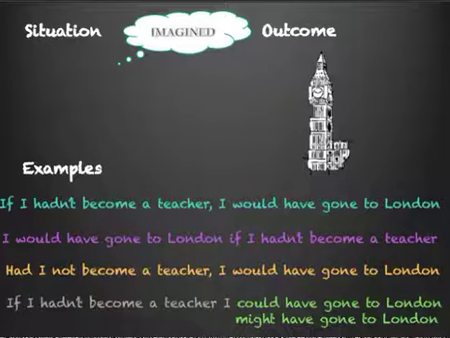So this is fairly easy to use if you have to use it once, but if you have to repeat several third conditionals in a row, it might be a little bit complicated. Or sometimes when you're speaking and you have to use the third conditional suddenly, again it can be a little bit complicated. So how can you practice this? Well, you can think of situations and outcomes and imagine them differently using the third conditional.